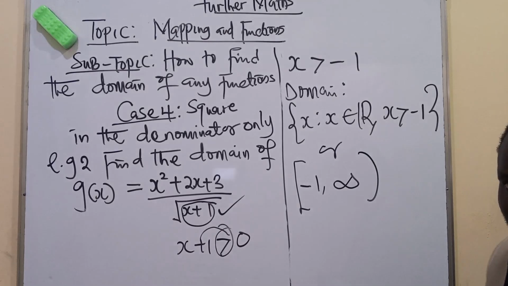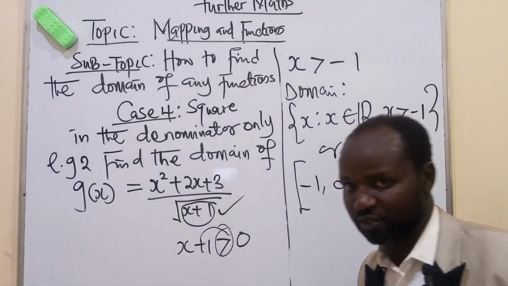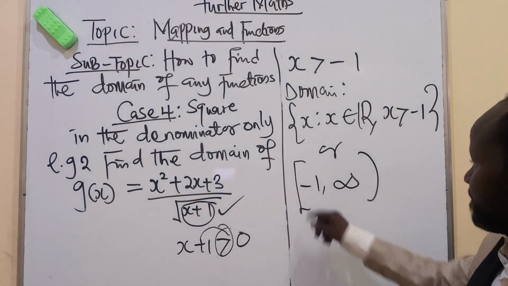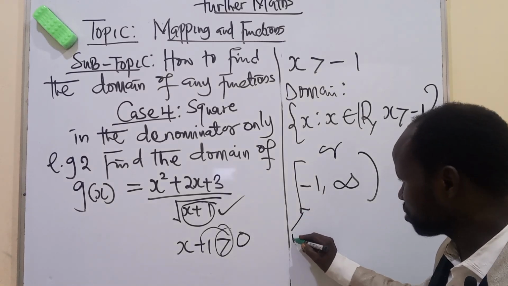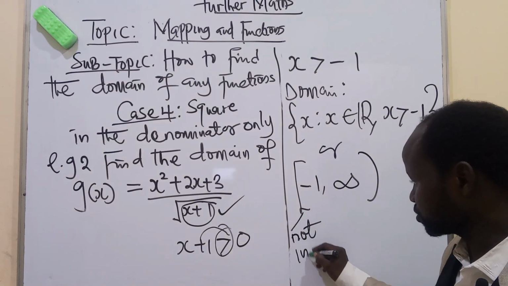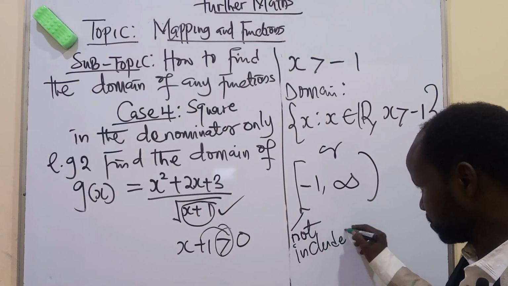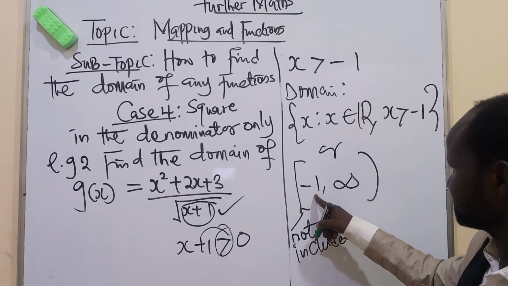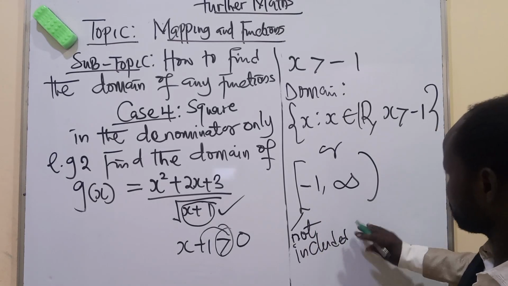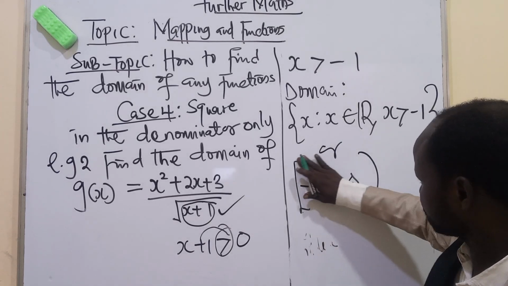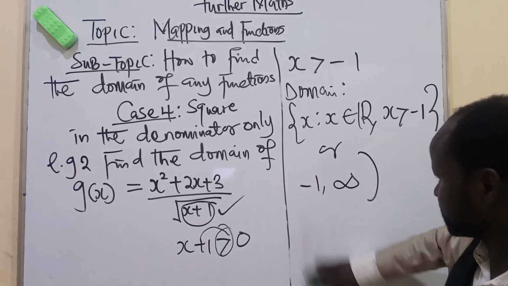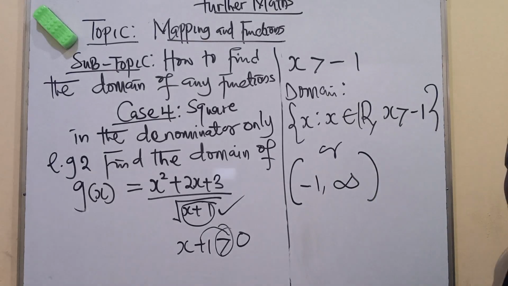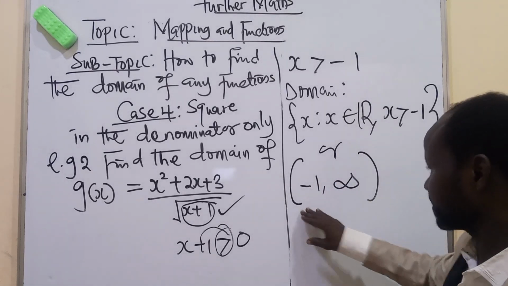We can use interval notation. This is another way of stating the domain of this function. We can say minus 1, this square bracket means not included. Not included. Meaning minus 1 is not included. No, sorry, minus 1 is included. No. It's supposed to be square bracket like this. It's supposed to be like this. It's supposed to be a normal bracket like this.